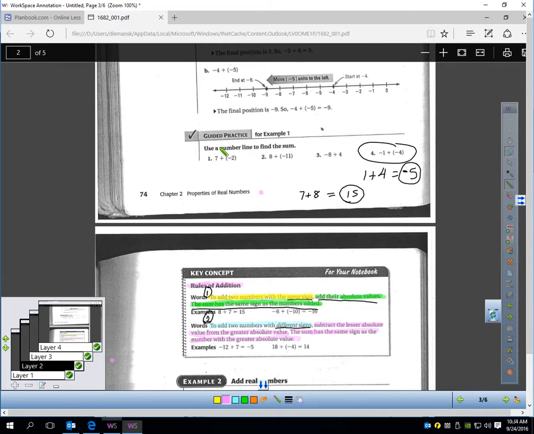Let's go to this example up here. Now, we already worked this out on the video. Using number lines, we knew the answer is 5. I'm going to use this rule and show you how you get the same answer without the number line. Do you see how I have different signs?